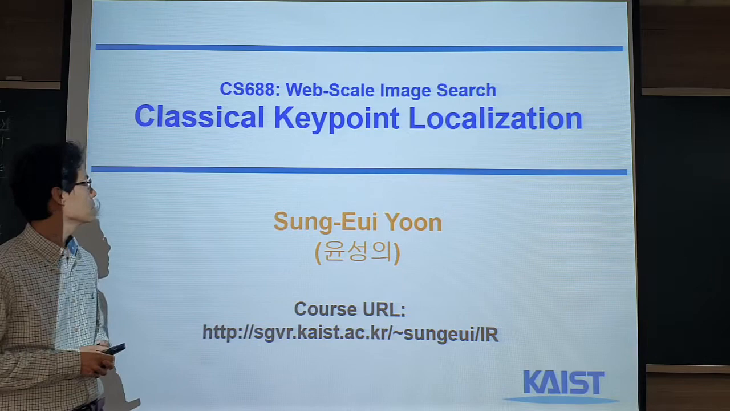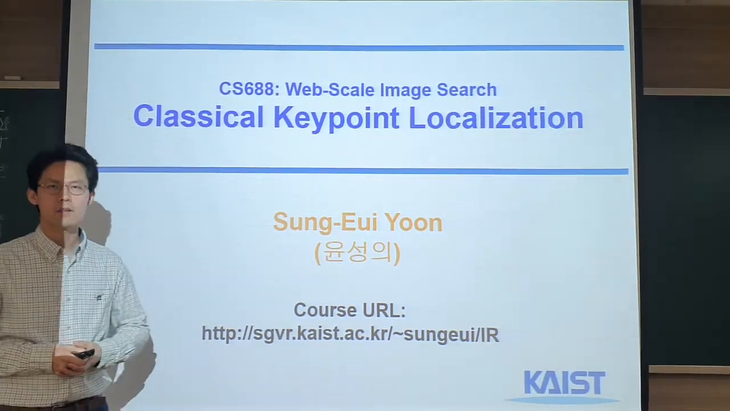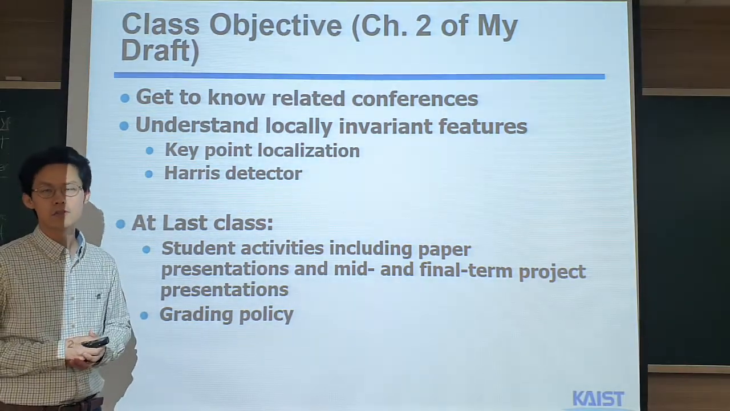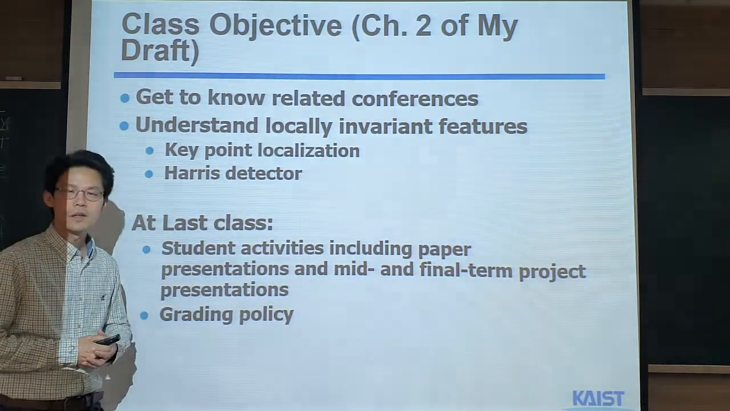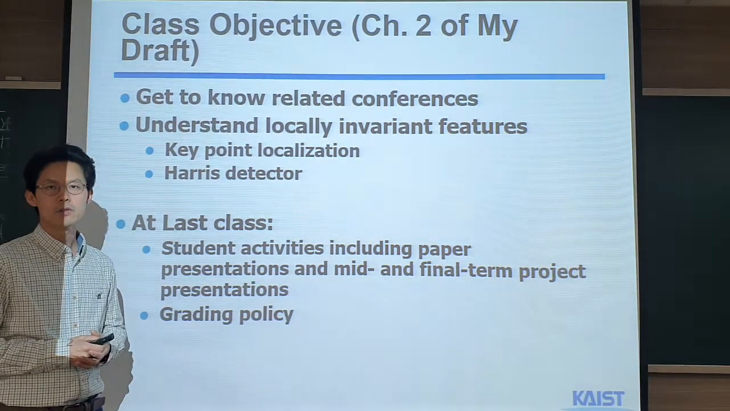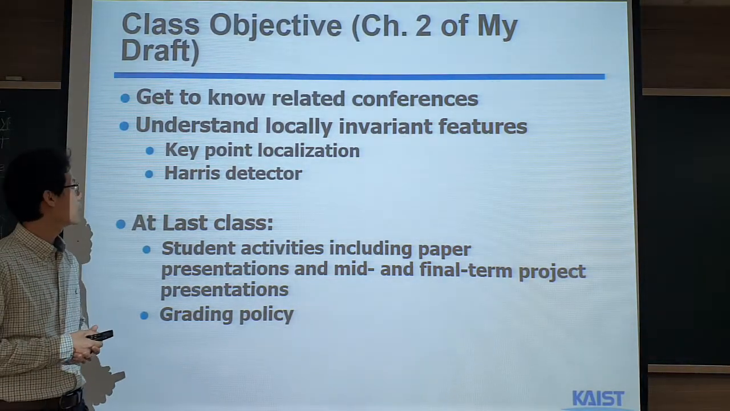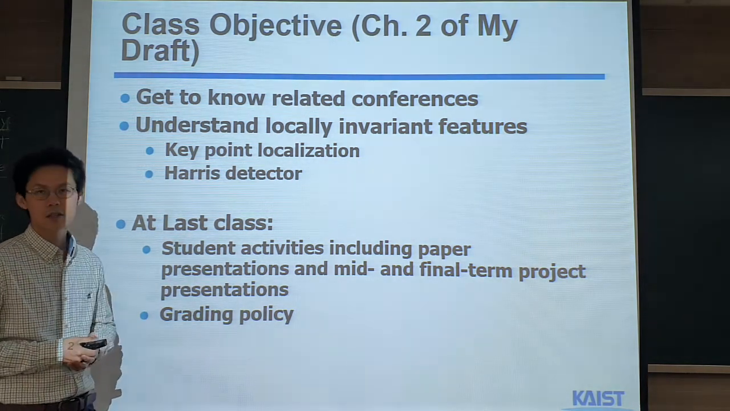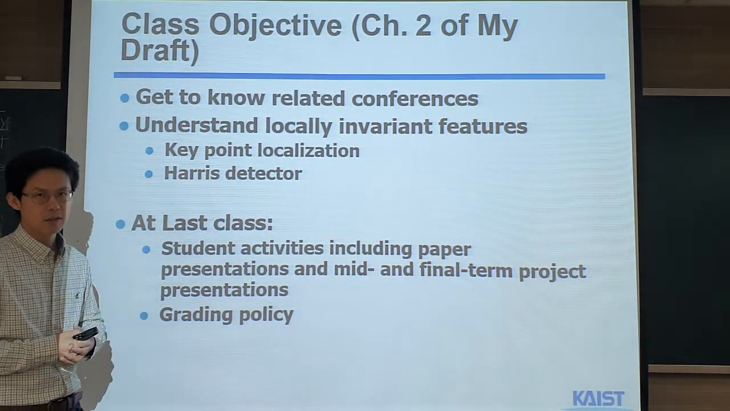Today we will talk about this class called Keypoint Localization, which is actually one of the main ingredients for image search. I hope that at the end of today's lecture material, you can understand some of the related conferences, so that you can find some of the papers which will be helpful for you to conduct this project. And also I wish that you can understand the locally invariant features along that line. We will talk about the key point localization. As in some of the examples, we also briefly touch on the Harris corner detector.